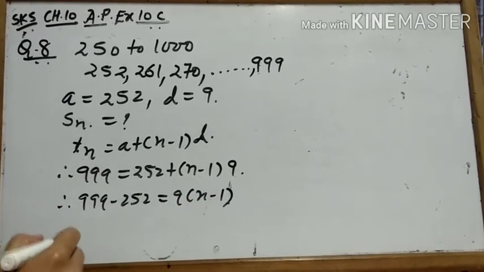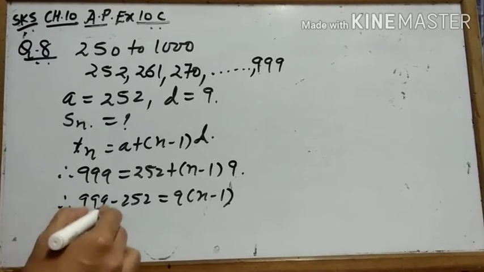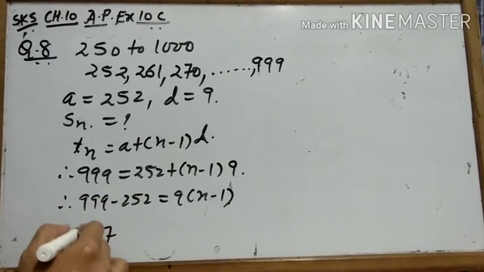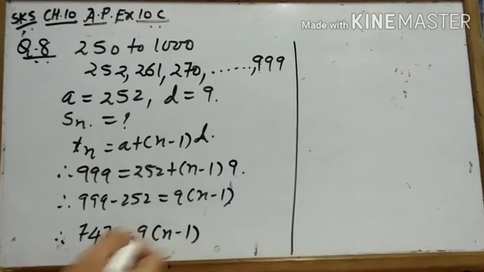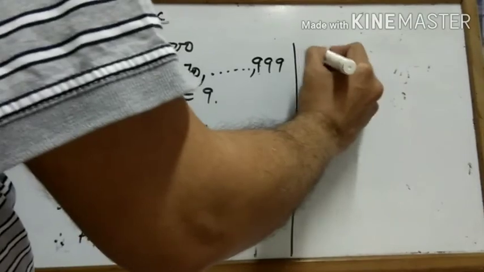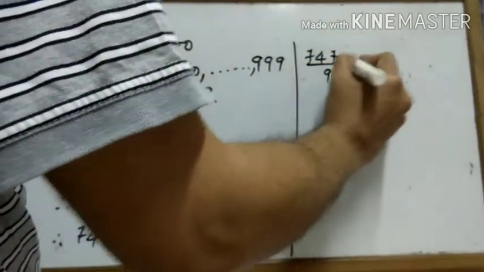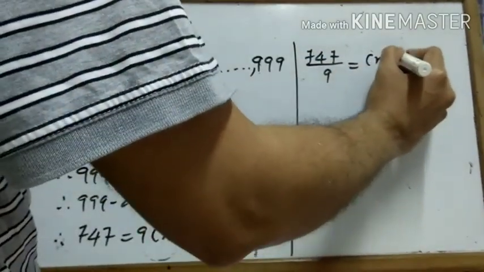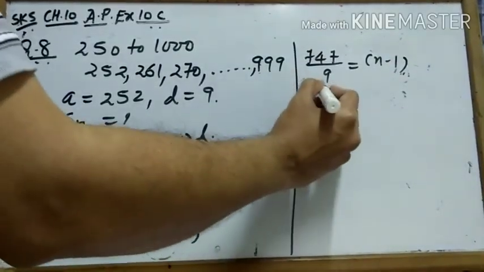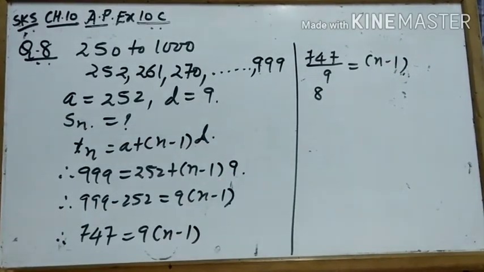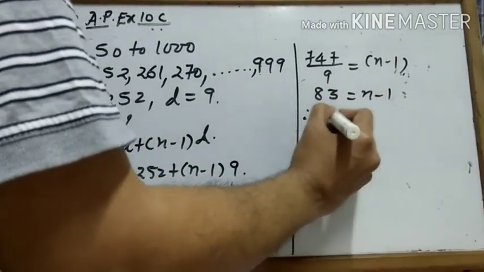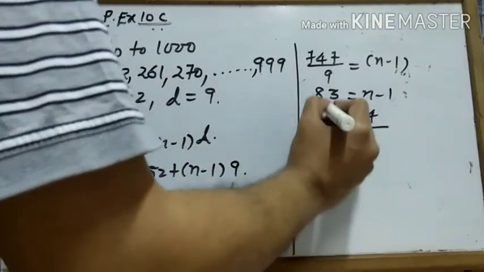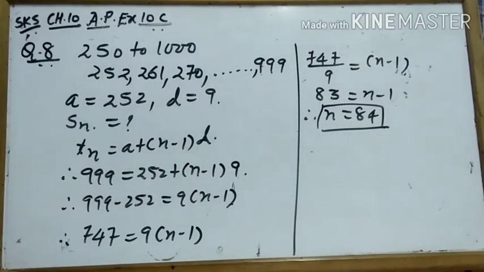9 minus 2 will be equal to 7. 9 minus 4, and yeah. I'll bring this 9 to the other side. So 747 divided by 9 is equal to n minus 1. Now 83 is equal to n minus 1. So n will be equal to 84. You got n as 84. This is not our target. Do not highlight this. This is for your understanding. n is equal to 84.